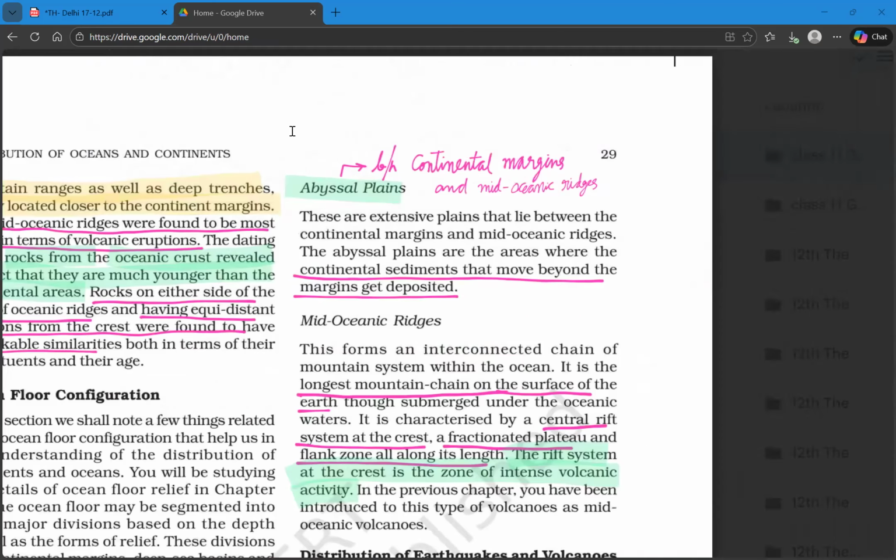Next, the next division is deep sea basins or abyssal plains. These are extensive plains that lie between continental margins and mid-oceanic ridges. These are the areas where the continental sediments that move beyond the margins get deposited. Since sediments are getting deposited, we can say it is fertile and also contains fossils.